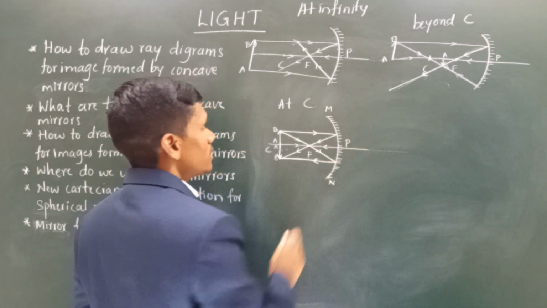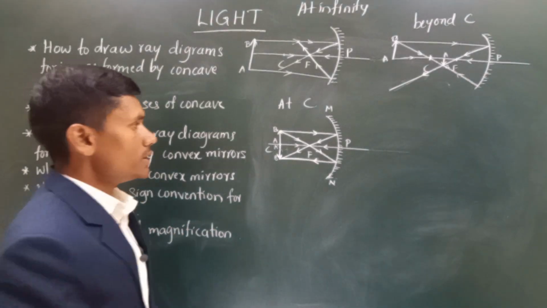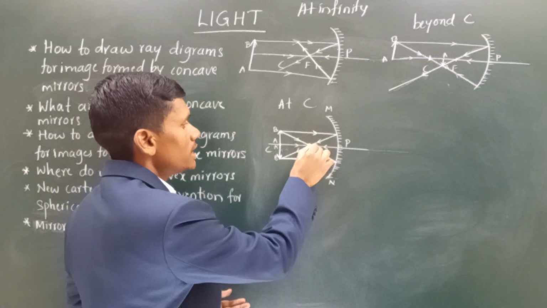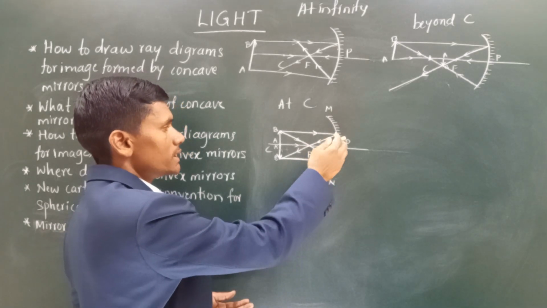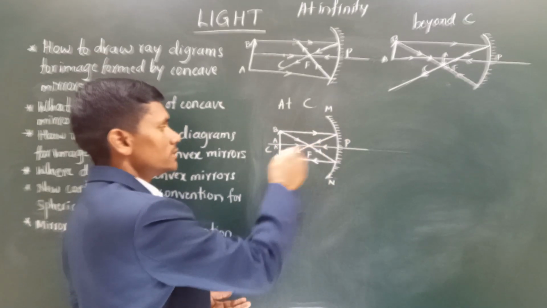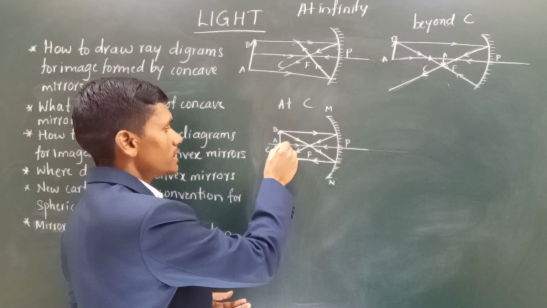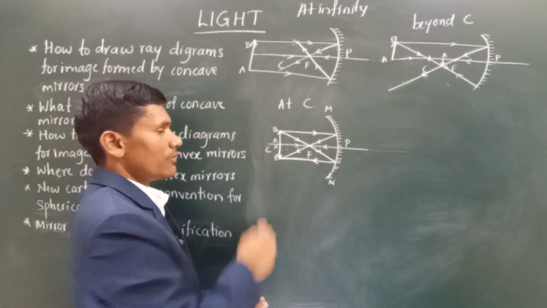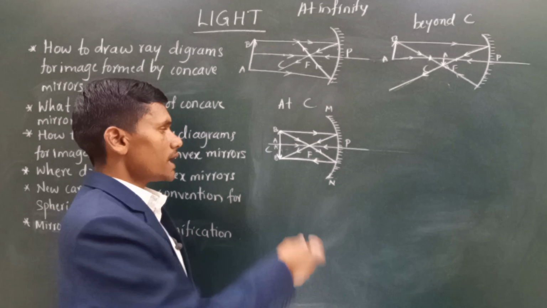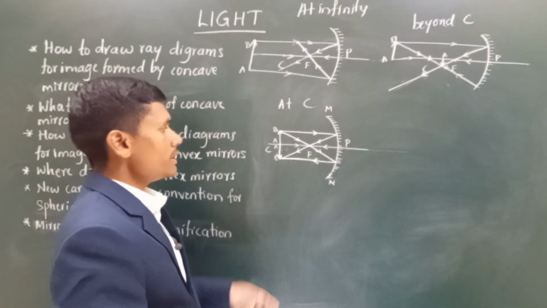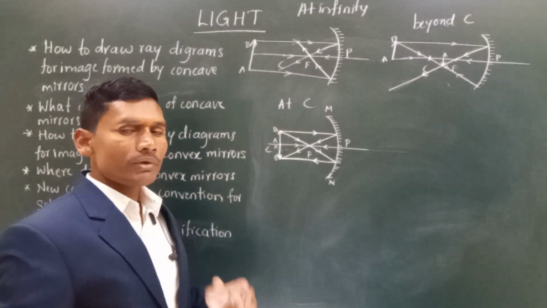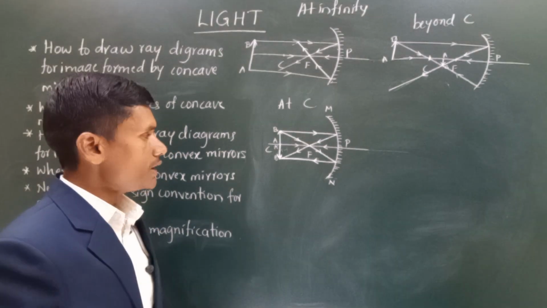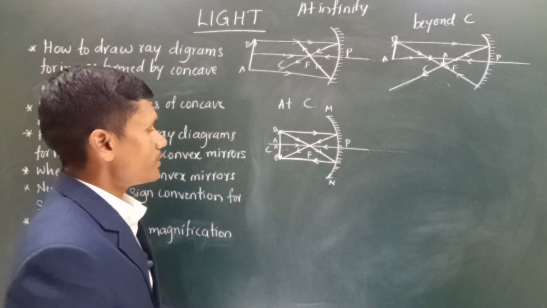Then what are the nature, size and position? Nature of the image is real and inverted, because it is coming out of the mirror. It is looking upside down, so it is inverted. Where is it formed? At C it is formed. What is the size? Size is the same as that of the object. Image size and object size both are the same when the object is kept at C. Questions can be formed in any form here, so you have to be careful with that.